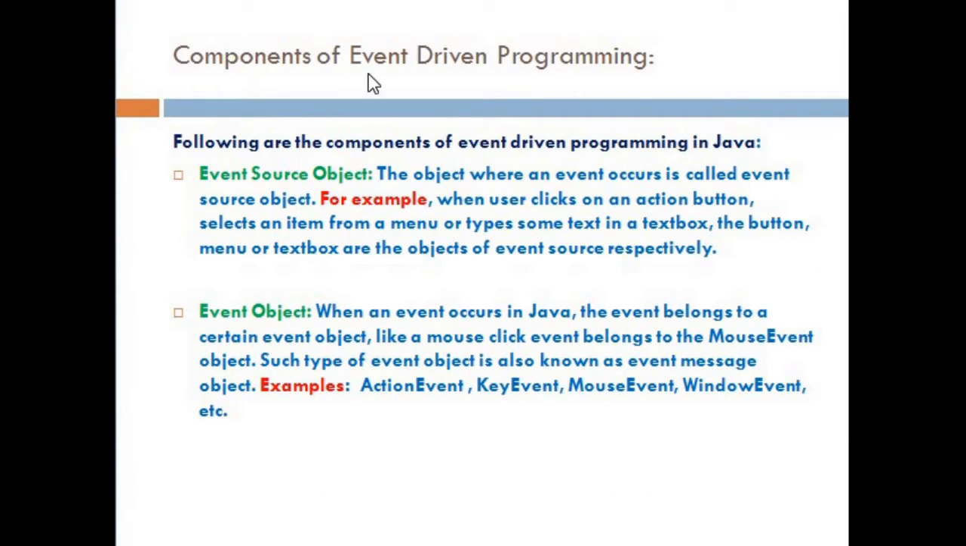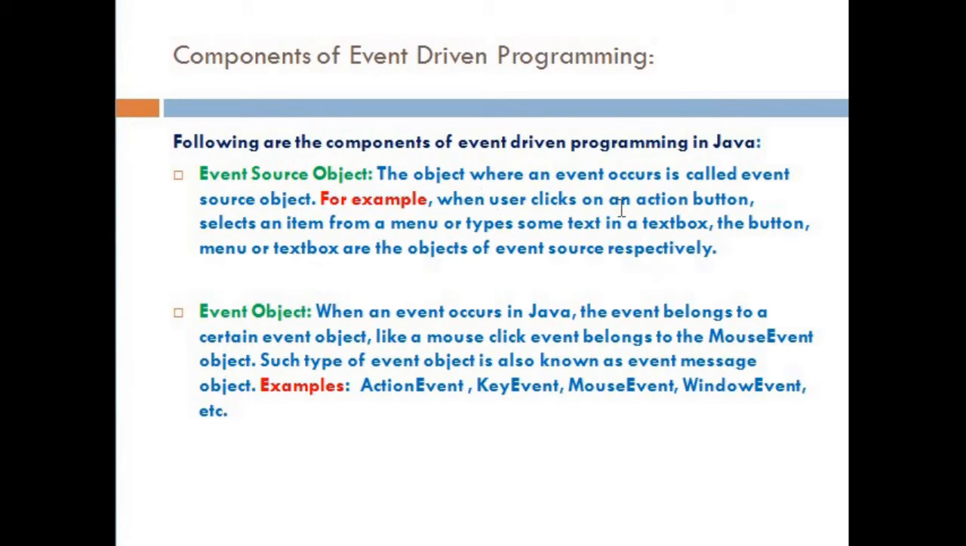Now let's discuss the components of event-driven programming. Following are the components of event-driven programming in Java. The first one is the event source object. The source which initiates an event is known as the event source object. For example, when a user clicks on an action button, selects an item from a menu, or types some text in a text box, then the button, menu, or text box are the event source objects respectively.